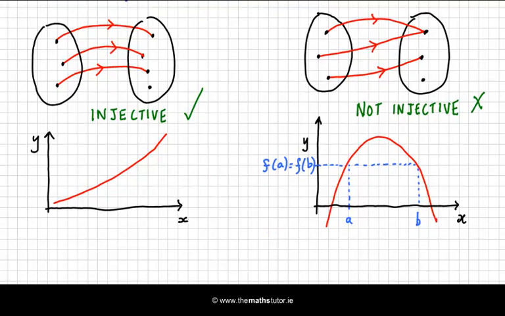Here's an example of a graph which is injective. All of the outputs have just got one input. So if you were to map from the outputs, you'd get a unique input, and if you took a different output, you would get a different input.